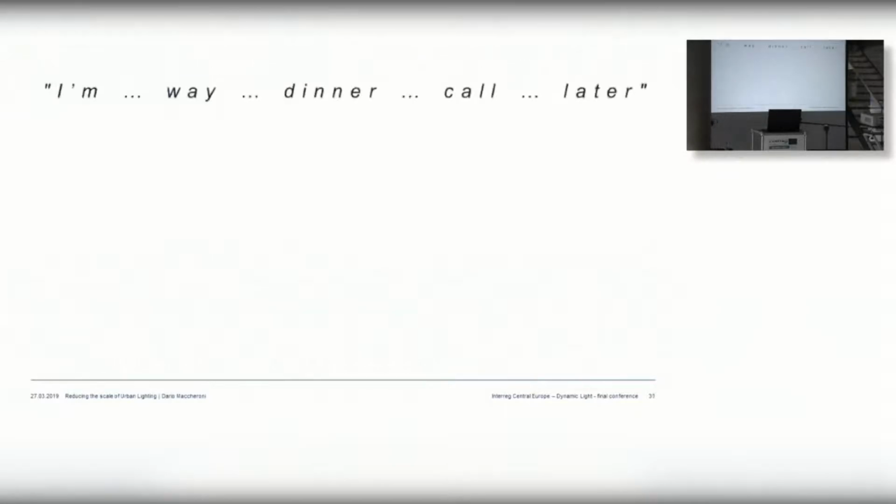I want to make just a little game. If you have a telephone conversation and the conversation is disturbed, and you hear only this sentence, "D, to," you probably don't understand what the speaker wanted to say. So you have no idea what he wanted to say. If you hear instead these words, "I'm away, dinner, call later," maybe you can guess which is the meaning of the call, which is the meaning of this conversation.